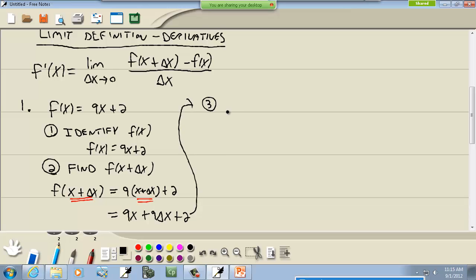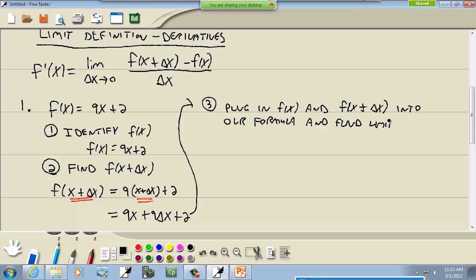And then step 3, plug in f of x and f of x plus delta x into our formula. And find the limit.